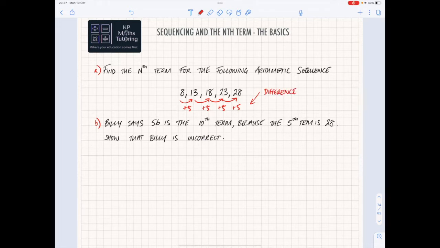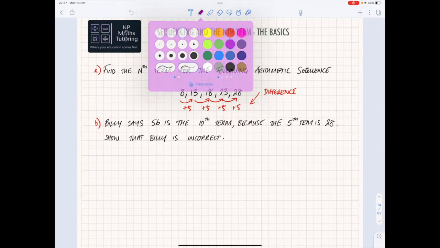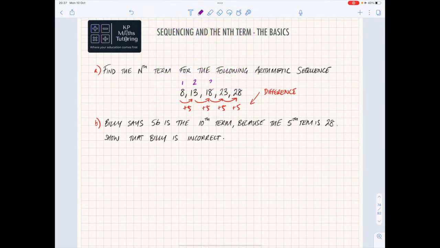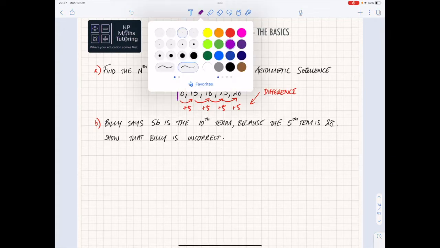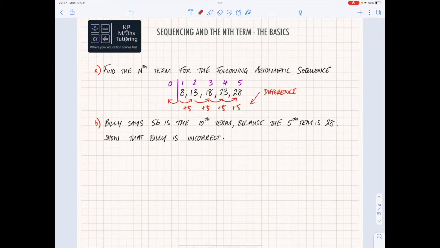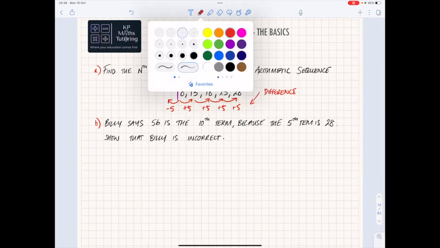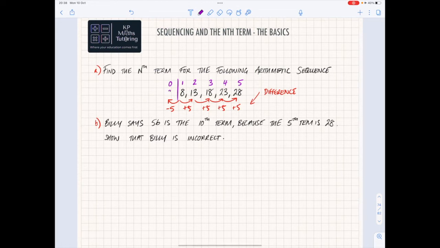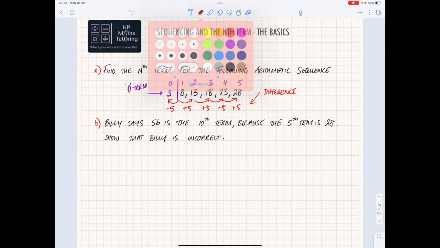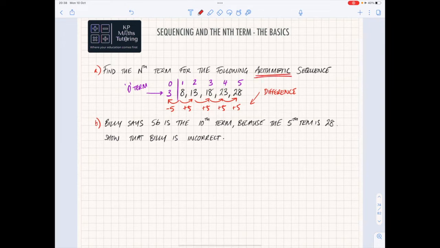Now, what you then need to do is, if we look at the fact that this is my first term, second term, third term, fourth term, and fifth term, you want to go back and find your zero term. So if I am going that way, now I need to subtract 5. And if I subtract 5 from the 8, I end up with 3. So this is your zero term, which is 3.